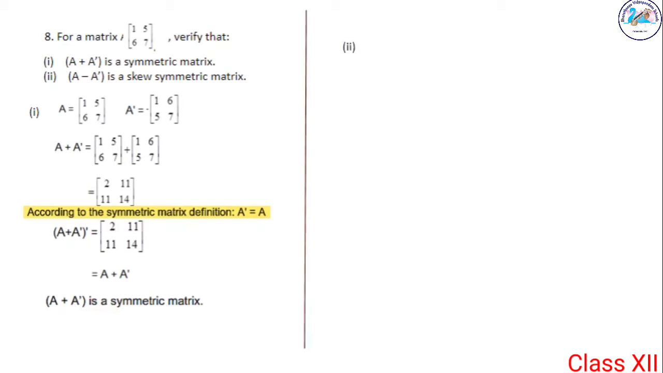Next question is A is equal to, same question, that is same matrix is given to you, 1 5 6 7. Then A transpose we have calculated here. Just to substitute A minus A transpose, we have taken from here 1 6 5 7, that is 1 6 5 7. Then we have to calculate the subtraction of two matrices, that is 0 minus 1 1 0.